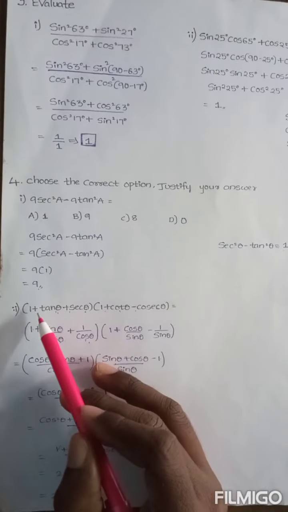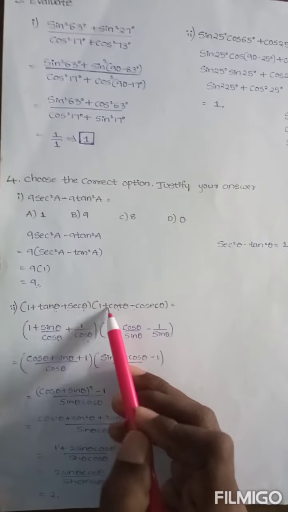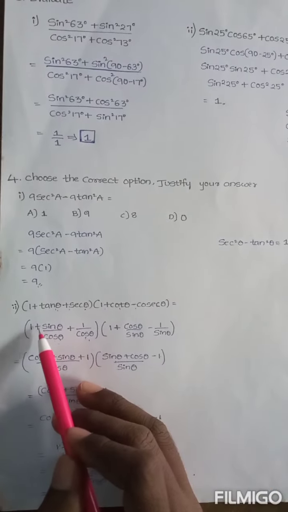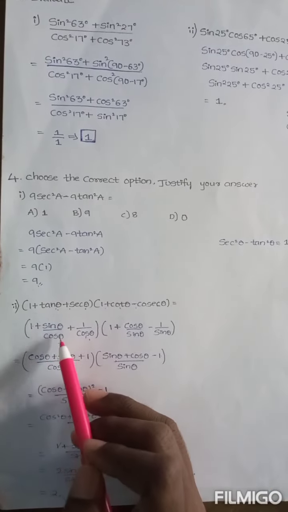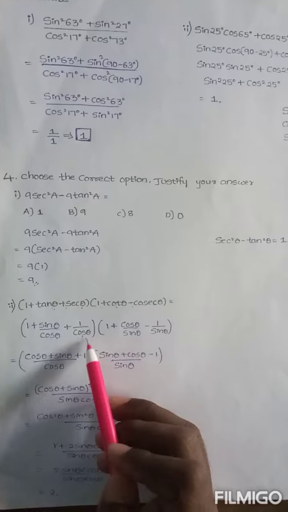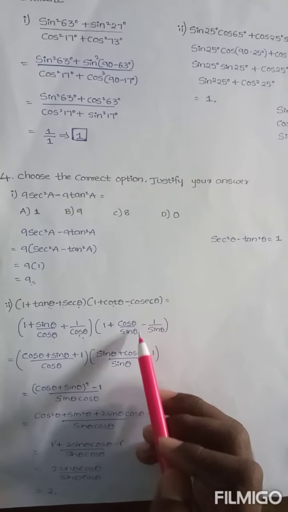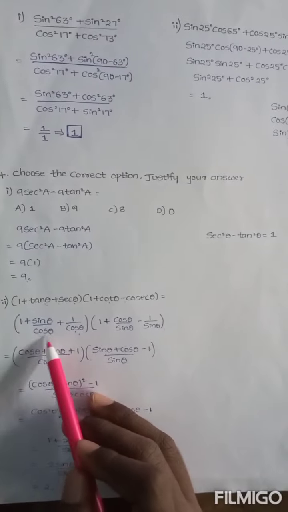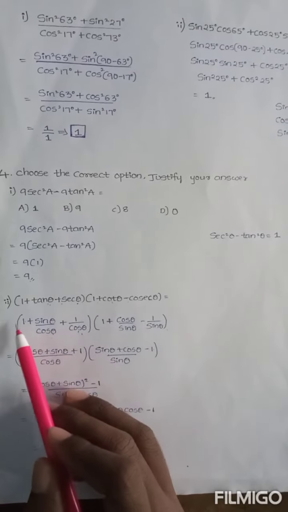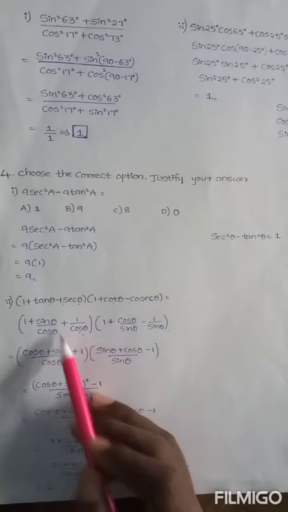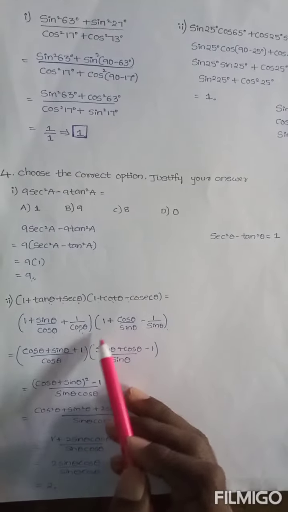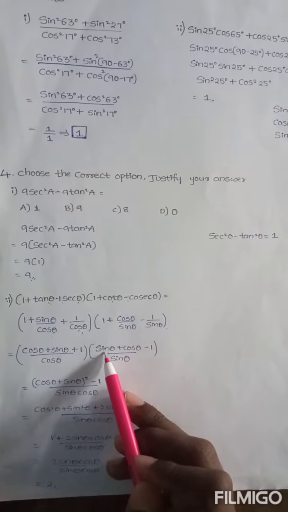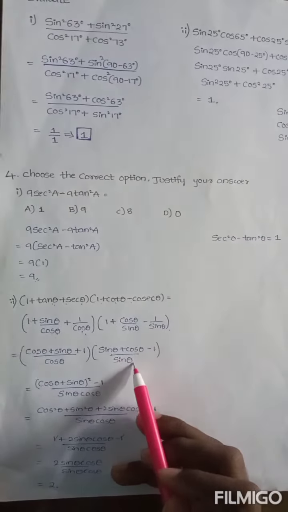And the next one is 1 plus tan theta plus sec theta into 1 plus cot theta minus cosec theta, right? That is tan theta is sin by cos, sec theta is 1 by cos, and cot theta is cos theta by sin theta, cosec theta is 1 by sin theta. Here cos theta is the LCM, that is cos theta into 1 is cos theta plus sin theta plus 1 by cos theta into, here sin theta is the LCM, that is sin theta into 1 is sin theta plus cos theta minus 1 by sin theta.